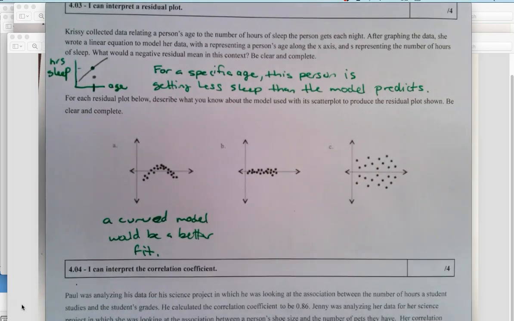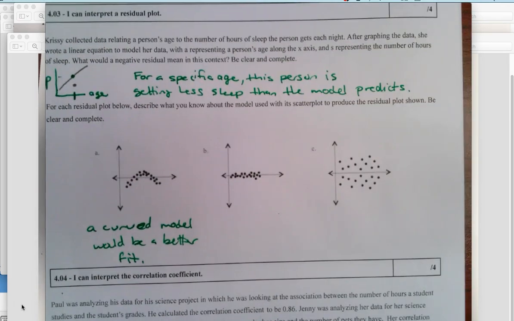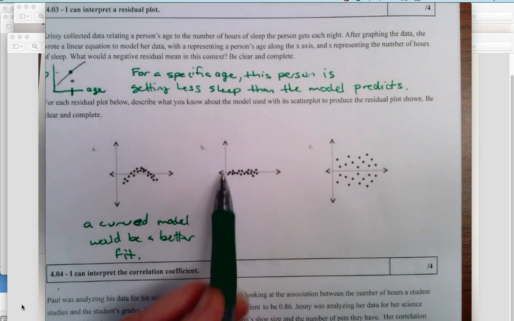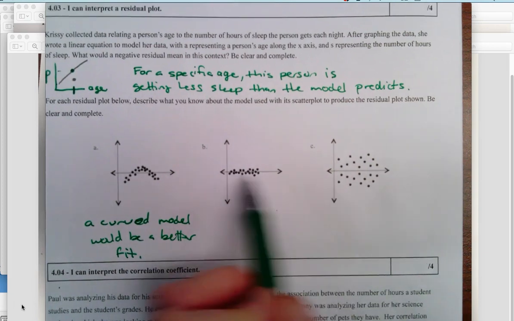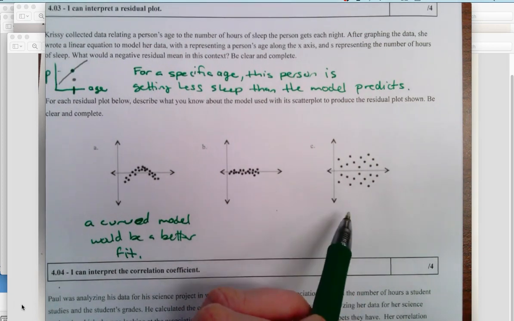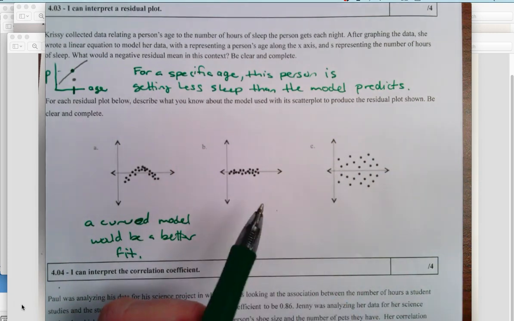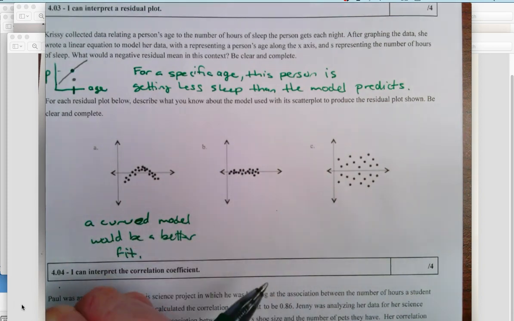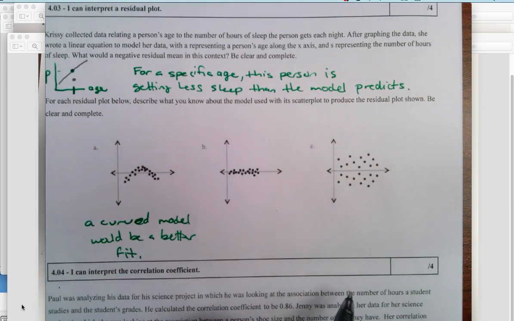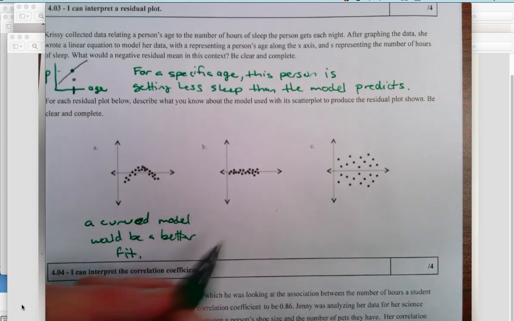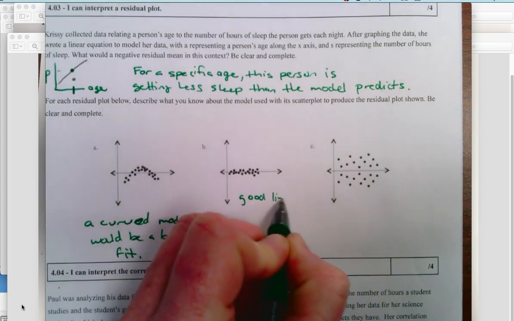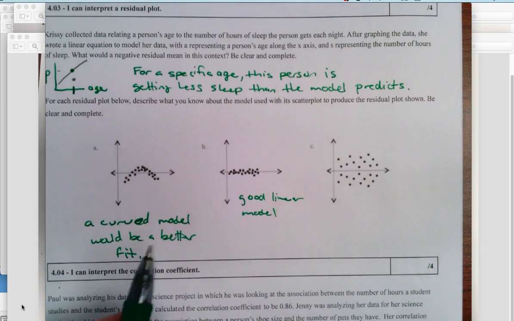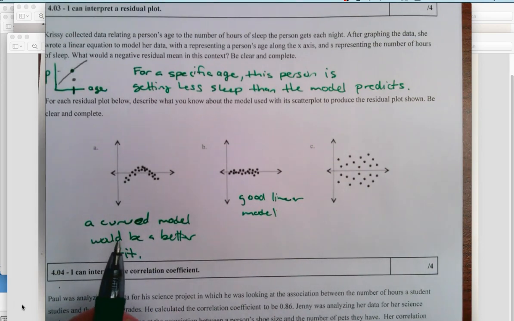Here, honestly, I'm going to tell you B and C. This was an example that was out of the textbook, and I'm not super happy with either of these because there is no scale. We don't know the magnitude of the spread. All we know is that it's fairly evenly dispersed above and below the x-axis. So I would say that this is a good linear model. Okay, I'm assuming that this is a very tight spread, but we don't really know because there's no scale.